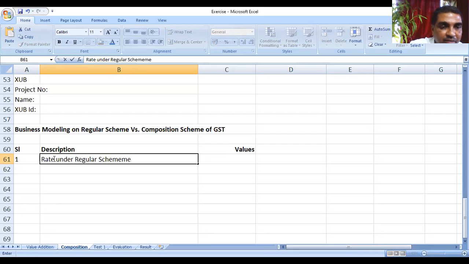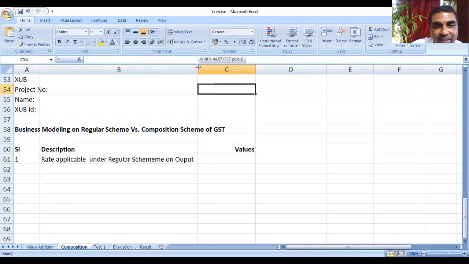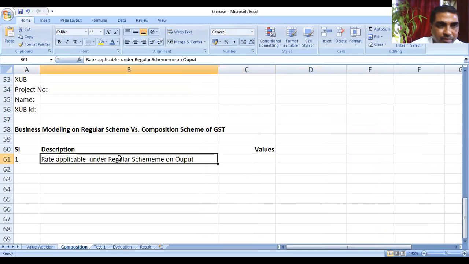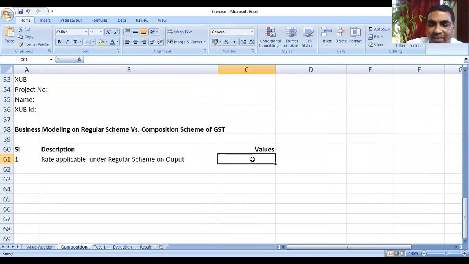Or rate applicable under the regular scheme on output. And this will change. Different outputs have different rates, isn't it? If some rate is applicable, you have to fill it up here. So what is the normal rate on outputs? Who can tell me? 18%. So we'll take it as 18%.